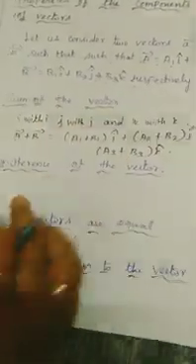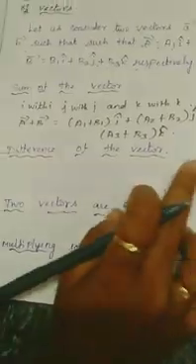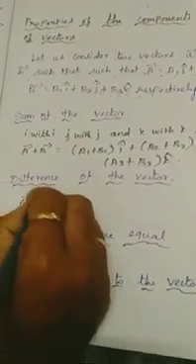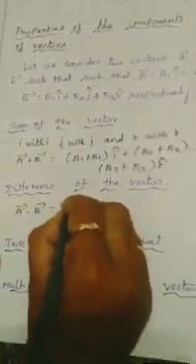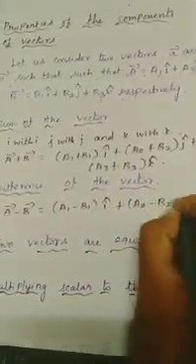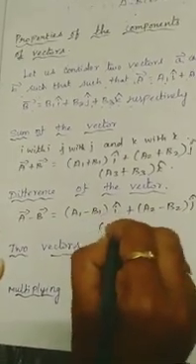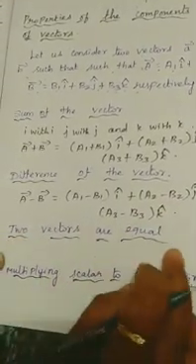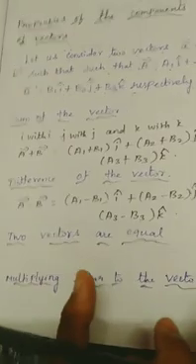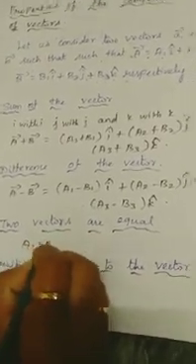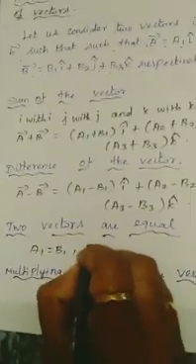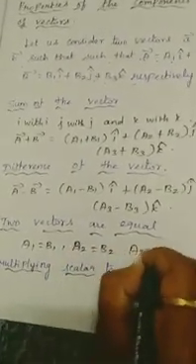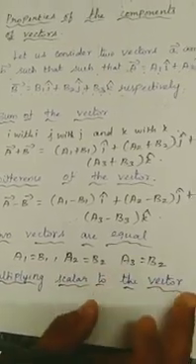So this is the sum of the vectors. And the second property is difference of the vectors. So difference of the vectors is the same as the sum of the vectors, the only difference is minus. So a vector minus b vector is equal to a1 minus b1 i cap plus a2 minus b2 j cap plus a3 minus b3 k cap. Third property is two vectors are equal. If two vectors are equal, the coefficients are also equal, so a1 is equal to b1, a2 is equal to b2 and a3 is equal to b3. So the vectors are equal.